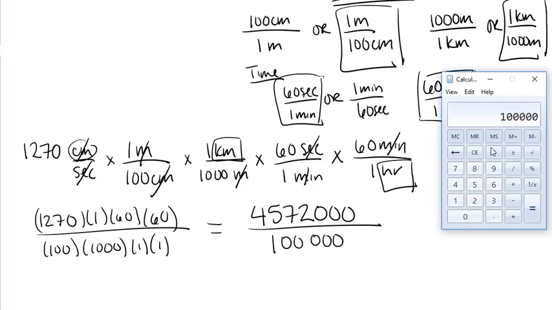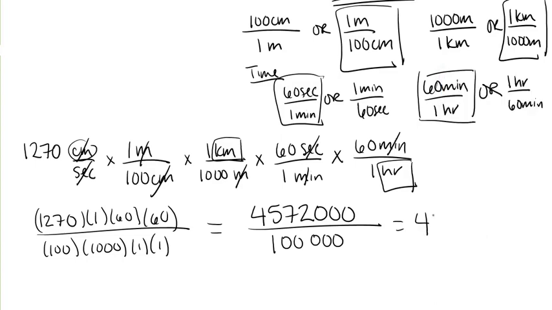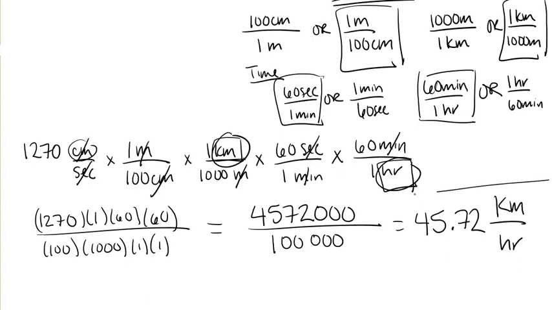So now let's go ahead and divide. So we get 45.72. And this is in kilometers per hour, as we got that from here. So this is our final solution.